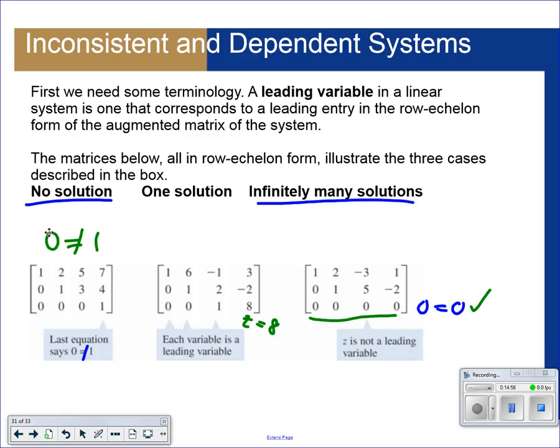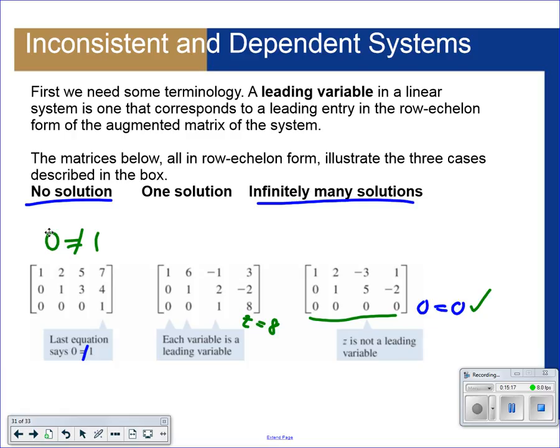What if you're given a matrix because you want to solve it, but it has 0 equals 5 and then it has 0 equals 0? You shouldn't have both of those. If you had both of them, if you had something that wasn't true, then there would be no solution.